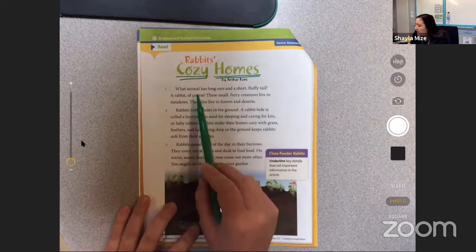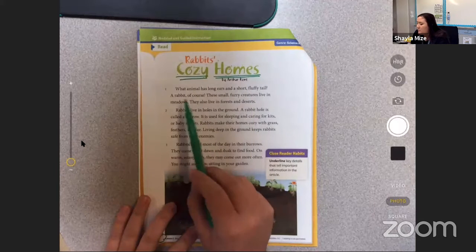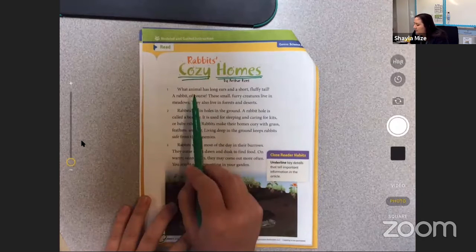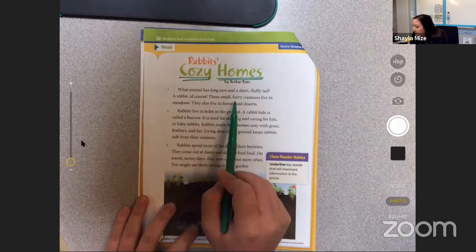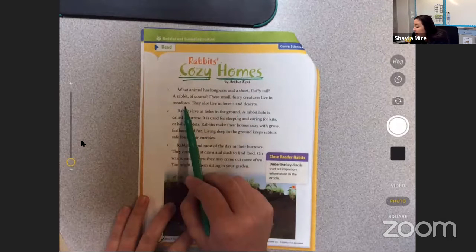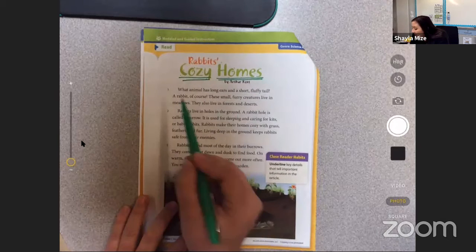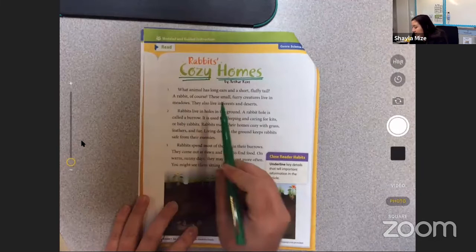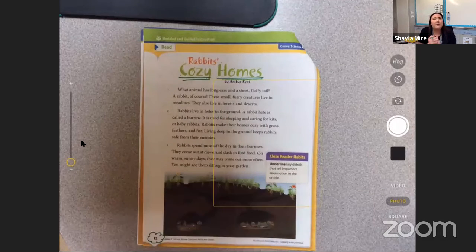What animal has long ears and a fluffy tail? A rabbit, of course. Okay, they're talking about rabbits. These small furry creatures live in meadows. Okay, so it's kind of where they live. Where they live is meadows, and they live in forests and deserts. But is that describing the home? Not necessarily. So I'm not going to underline yet.